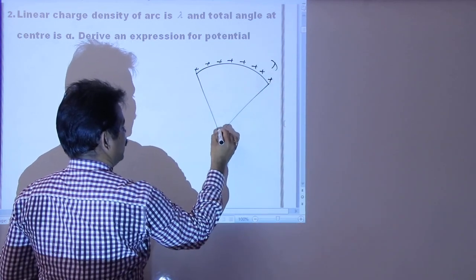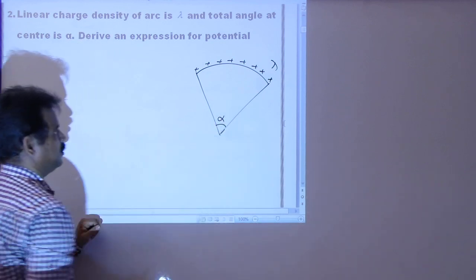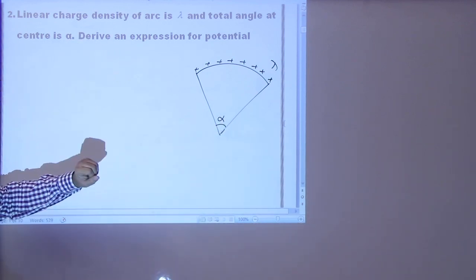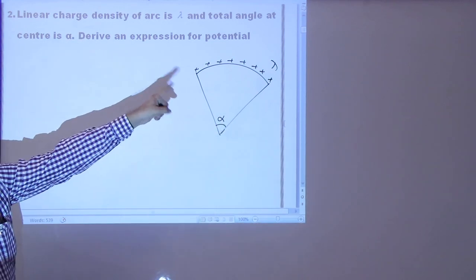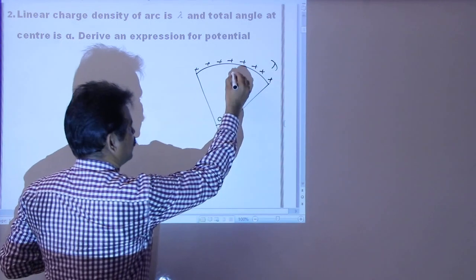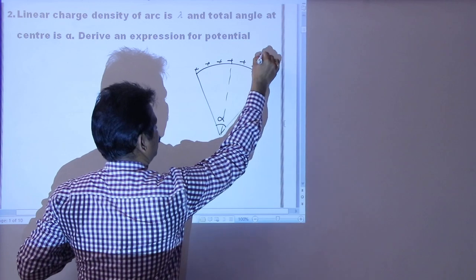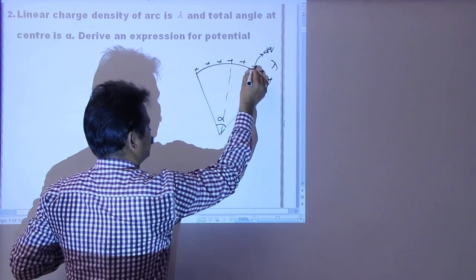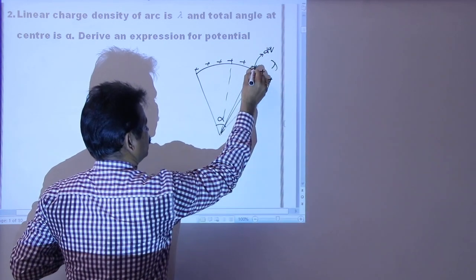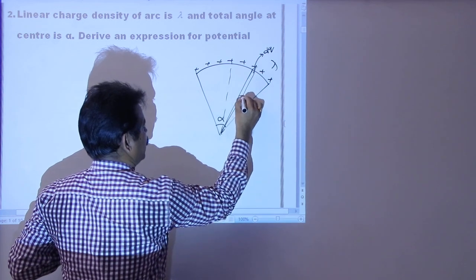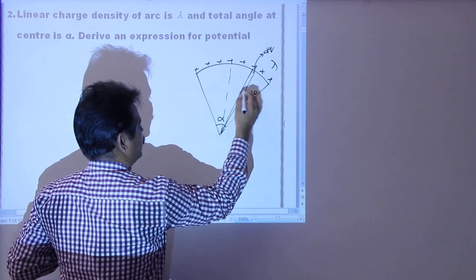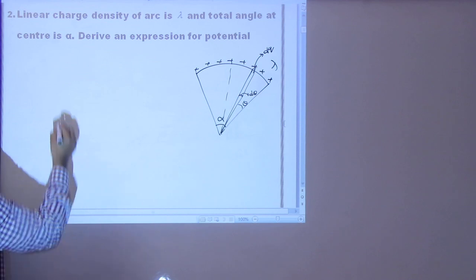Now let me take the center of this one. Here it is making angle alpha. I need to find out the electric potential due to this arc. So for this, let me take one small element here whose charge is dq. Let me join this. Let us say this is theta, and this angle will be d theta.